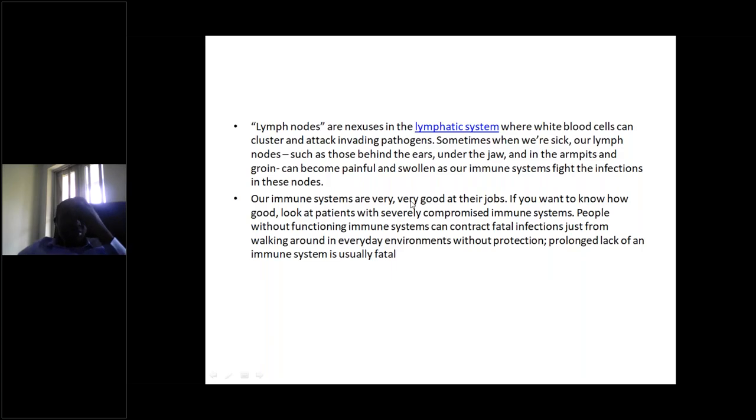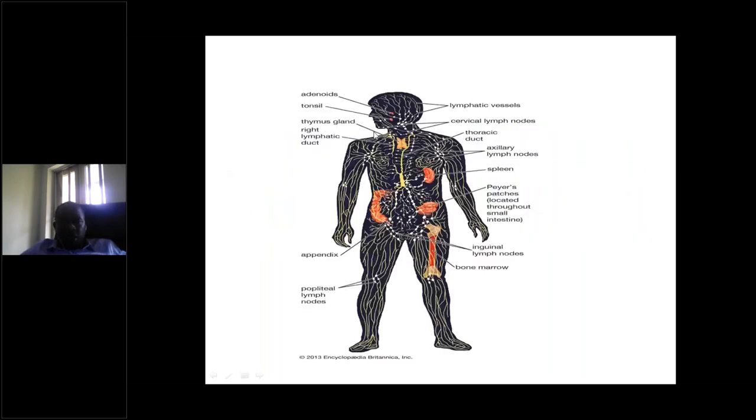Our immune systems are very, very good at their job. There are 1,001 microorganisms flying around every day. Your immune system is always working to protect your body from being cut down by these microorganisms. So when a person comes down with disease, it's mainly because some of these organisms have been able to prevail over the immune system. Just take note of this.